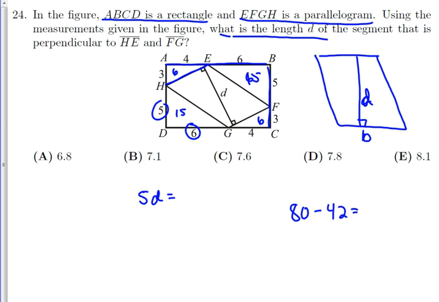And so that means the area of the parallelogram is 38, because the area of the rectangle is 80. Subtract away each little triangle, which is 42, and you get 38. So we know 5D equals 38, so we divide both sides by 5, and it's easy to see that 38 divided by 5 is 7.6, which is the correct answer.